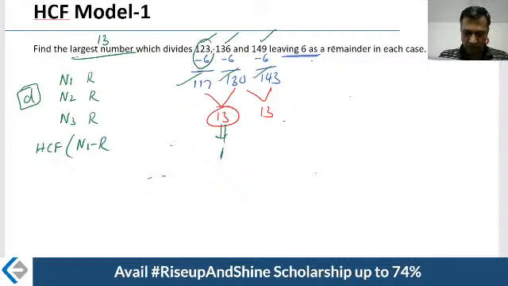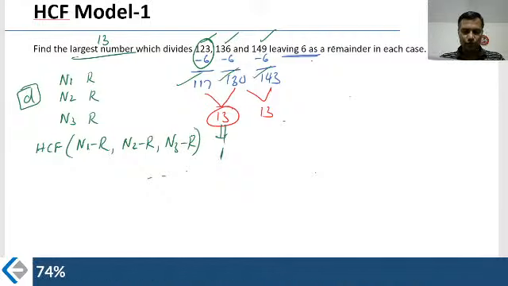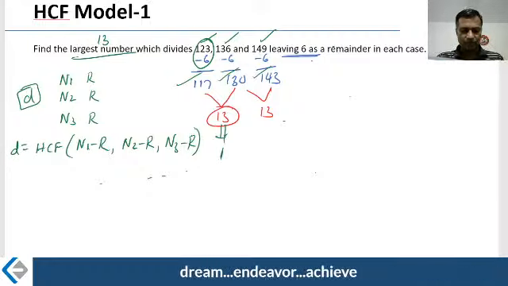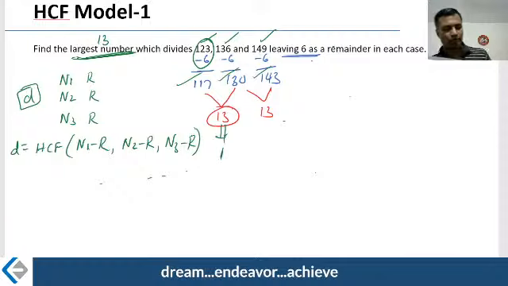that's what you did, friends. N1 minus R, N2 minus R, or N3 minus R. This is what I'm supposed to be finding to get the value of D. There is no family of D here, only one D, because there is only one largest number, the HCF. Now don't try to write the families, etc.